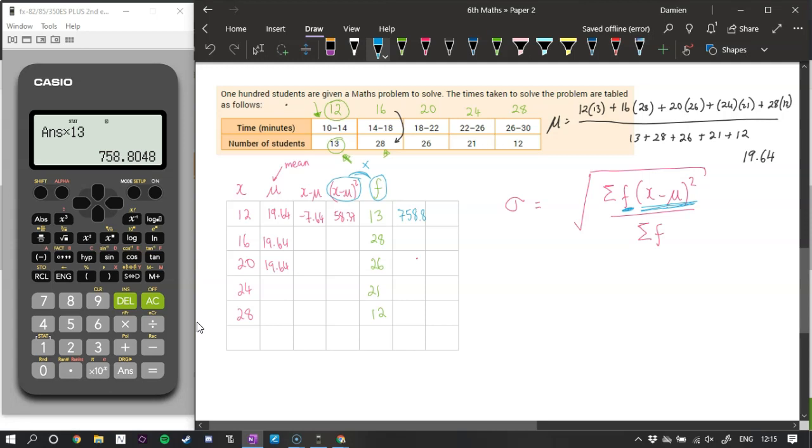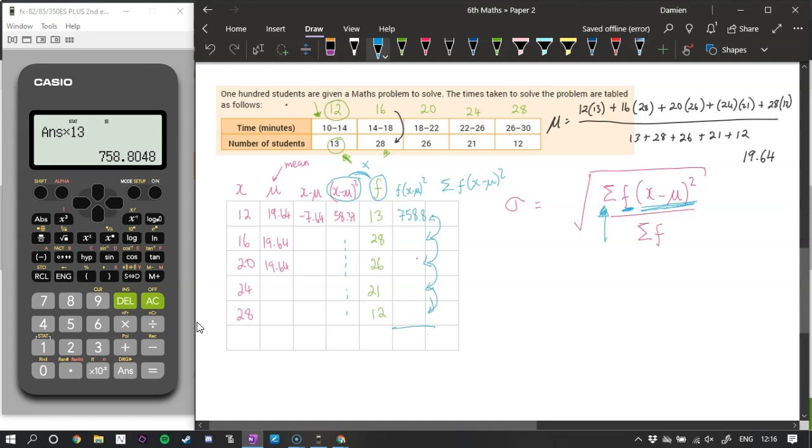758.8. And you have to do this all the way down. The next thing you do then for the top line is you get the sum of the f's multiplied by that. So this number here is f by x minus mu squared. Now what you have to do to get the sum of the f's times the x minus mu squared is add all of these up and get your total.